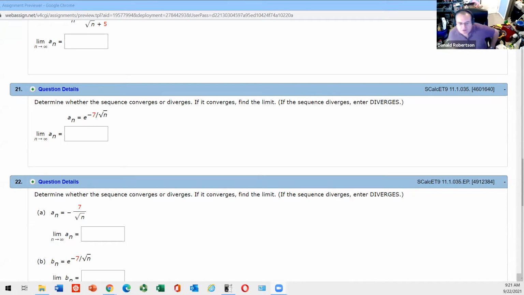If you write log, it means log to base 10. If you write ln, it means natural log. That's the answer to that person's question.